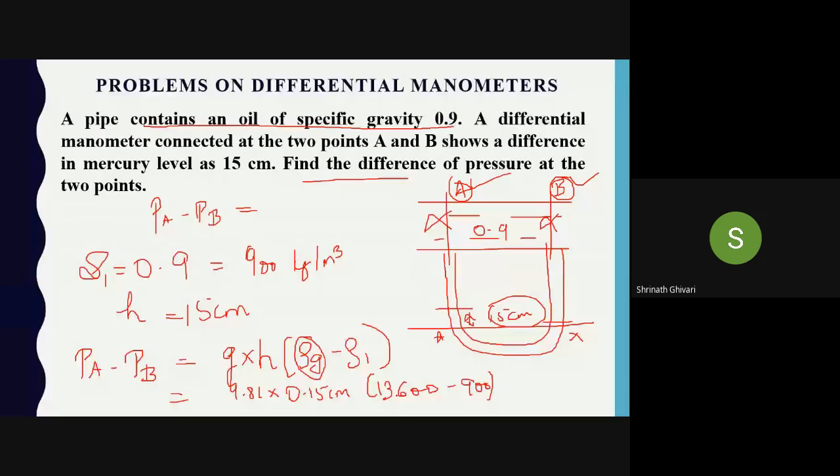Easy problem it is. 18688.05, good. 18688.05 Newton. What is the unit? Pressure is force by area, so the unit is Newton per meter square.